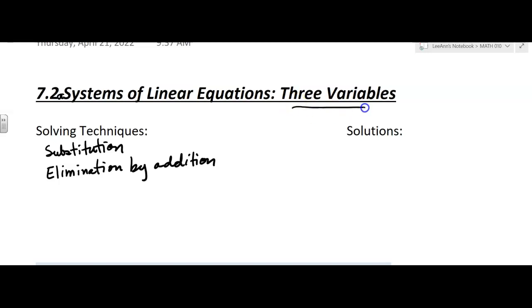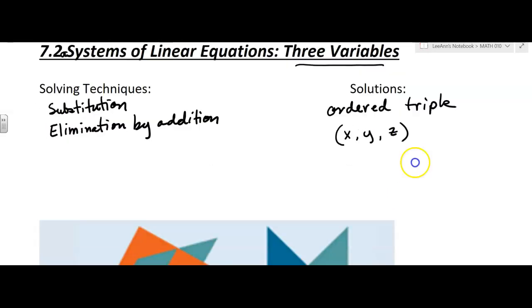Now, because we're going to have three variables, we won't have an ordered pair for a solution. We'll have what's called an ordered triple. The ordered triple is going to go x, comma, y, comma, z. Now, the variables don't have to be x, y, and z, but most of our examples are. Normally, if it's ABC or F, G, H, they just go alphabetically.